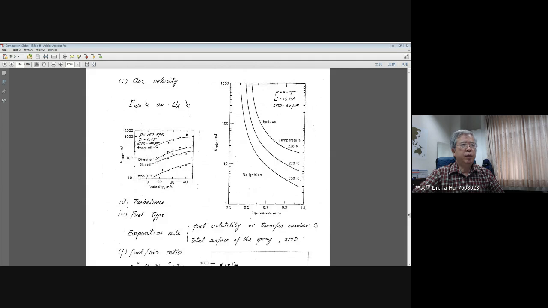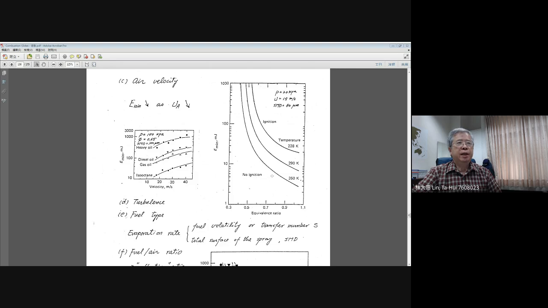For air velocity, if you decrease the air velocity, then the minimum ignition energy will decrease. If you decrease air velocity, it means you suppress the turbulent eddy that carries thermal energy out of the ignition area, so the spray is easier to ignite. This is a typical experiment. When you increase the flow velocity, the minimum ignition energy increases continuously for these four kinds of fuels.